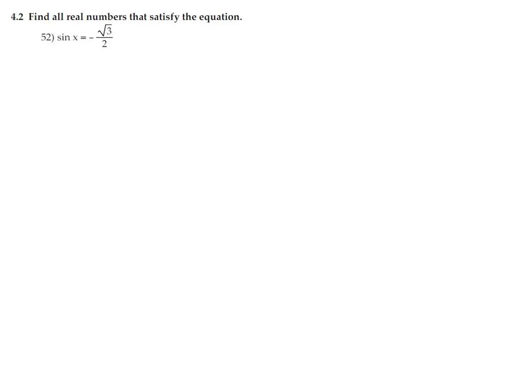4.2, we're asked to solve trigonometric equations. This first one: find all real numbers that satisfy the equation sine x equals negative square root 3 over 2. Well, first off, we can talk about where sine is negative.